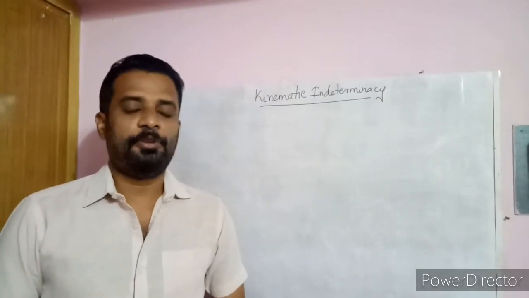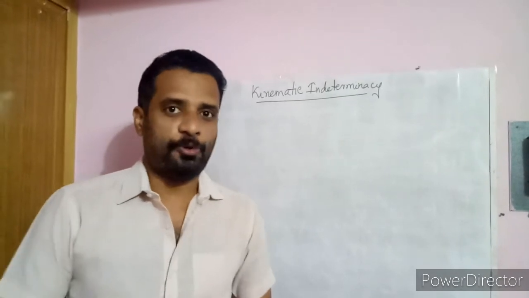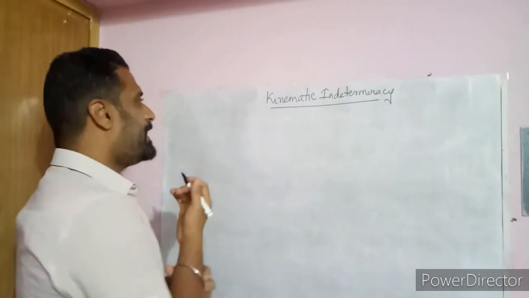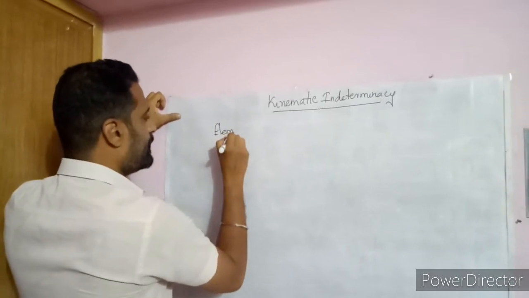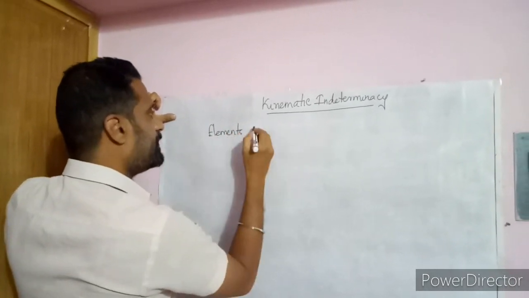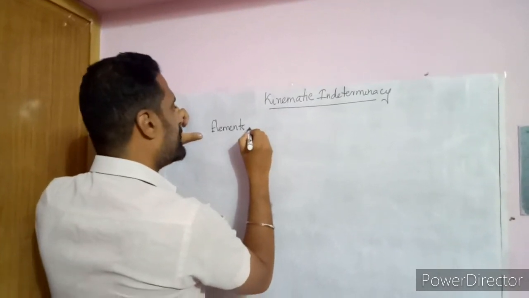Hi everyone. Today we are going to look at the topic kinematic indeterminacy. So let me go directly to the topic. What are the elements in kinematic indeterminacy? As in the earlier classes, we have said that the internal displacements are called the kinematic indeterminacy. So what are the elements?